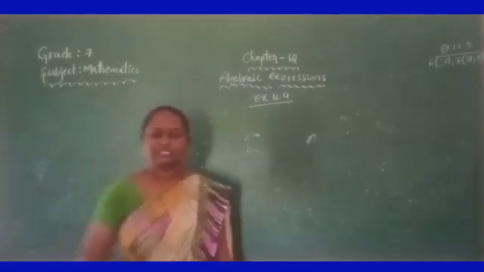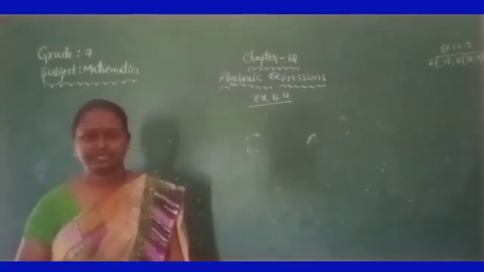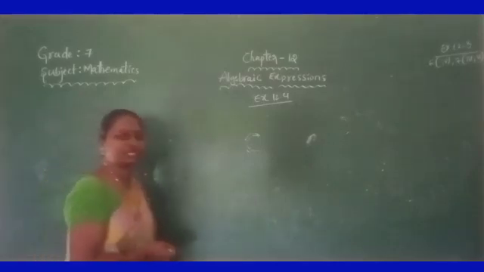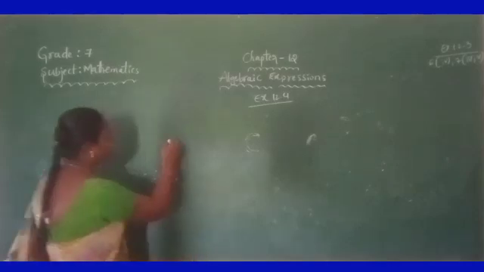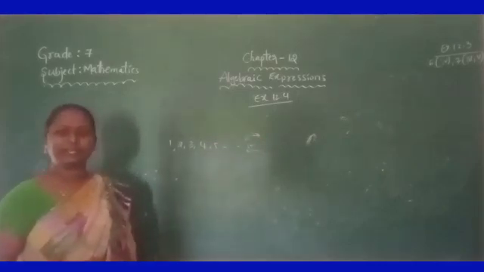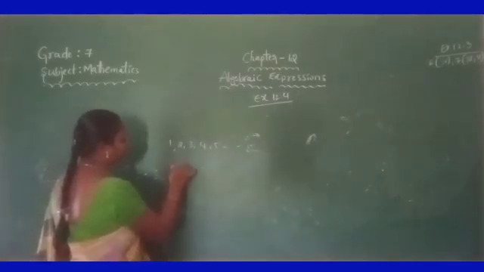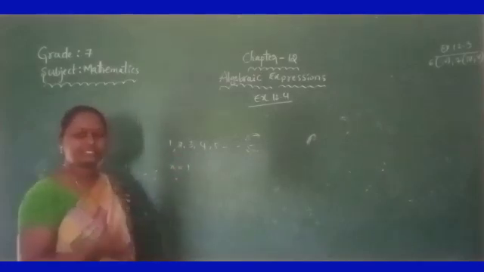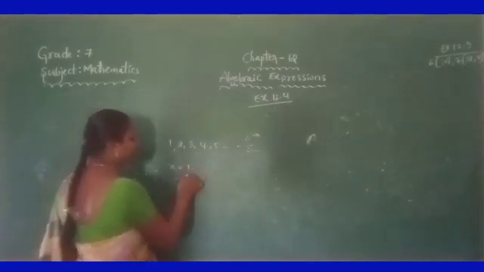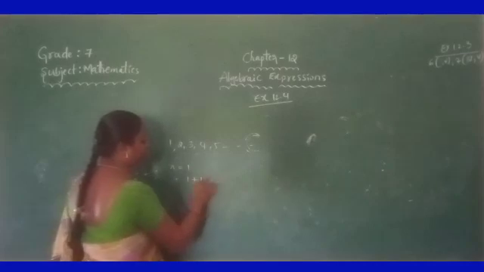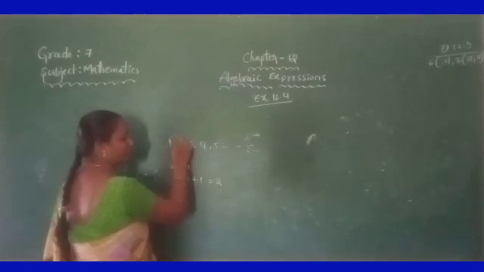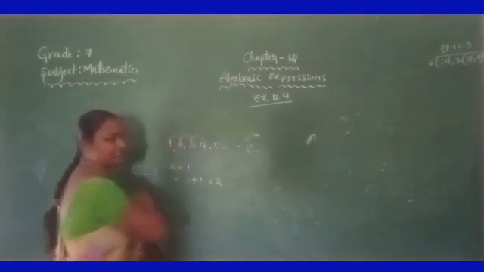So next, what are the rules for number patterns? What are the natural numbers? Natural numbers are 1, 2, 3 and so on. What is the successor? Successor means you have to add 1 to the given number. 1 plus 1 is equal to 2. That means 1's successor is 2, 2's successor is 3 and 3's successor is 4.